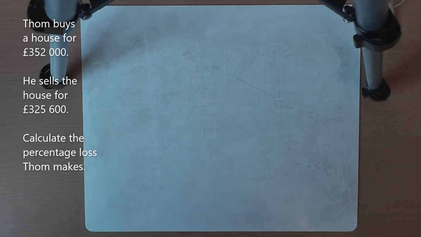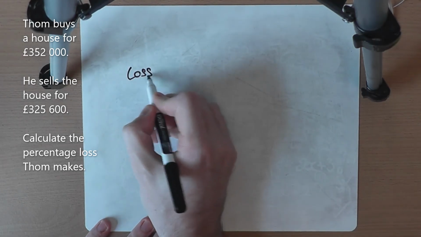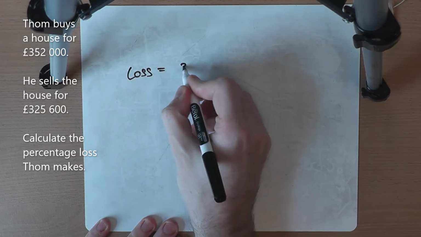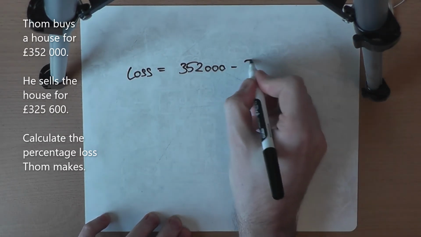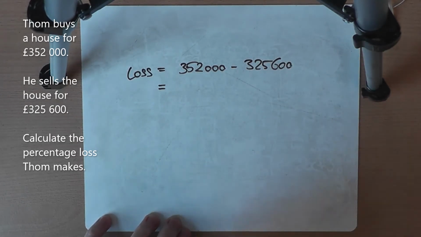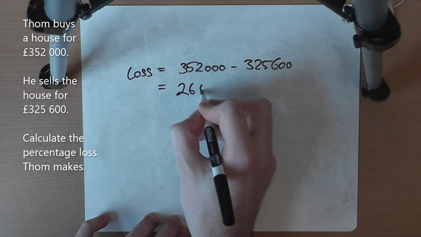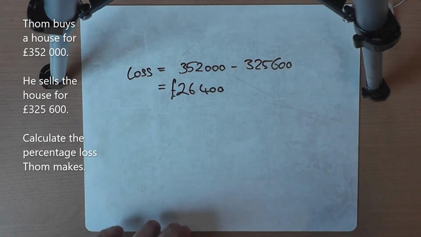If we look at the two prices that we're given, the original buying price of the house is more than the selling price. So the amount of money that Tom has made, well, it's actually a negative amount. He has made a loss. We could, as a first step, work out the loss that he has made. The loss would be the £352,000 buying price less the £325,600 selling price. If we work that out, £26,400 has been lost from the price of the house.